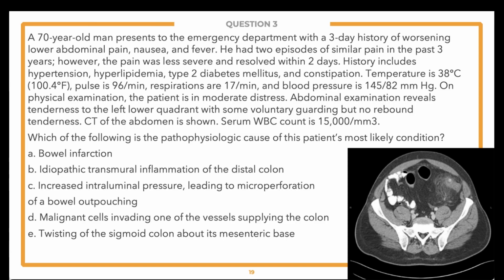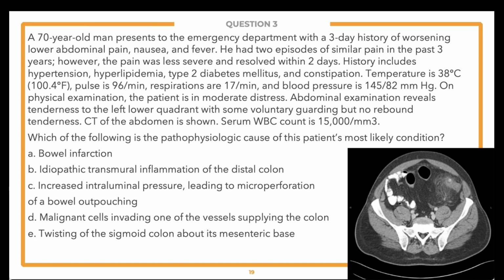And what I'm going to do here is I'm going to read them from the bottom. Answer choice E, twisting of the sigmoid colon about its mesenteric base. Answer choice D, malignant cells invading one of the vessels supplying the colon. Answer choice C, increased intraluminal pressure leading to microperforation of a bowel outpouching. Answer choice B, idiopathic transmural inflammation of the distal colon. And answer choice A, bowel infarction. Okay, take a look at those answer choices.